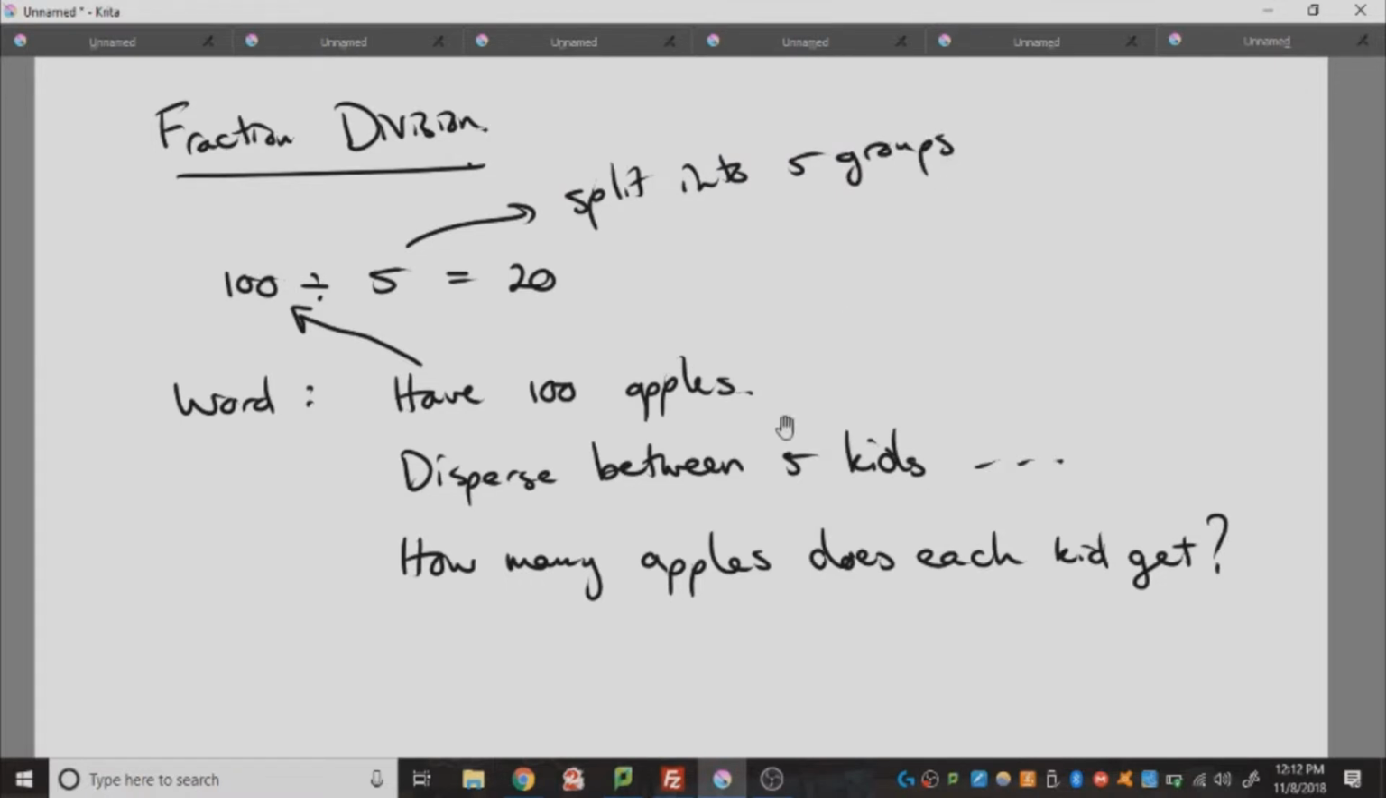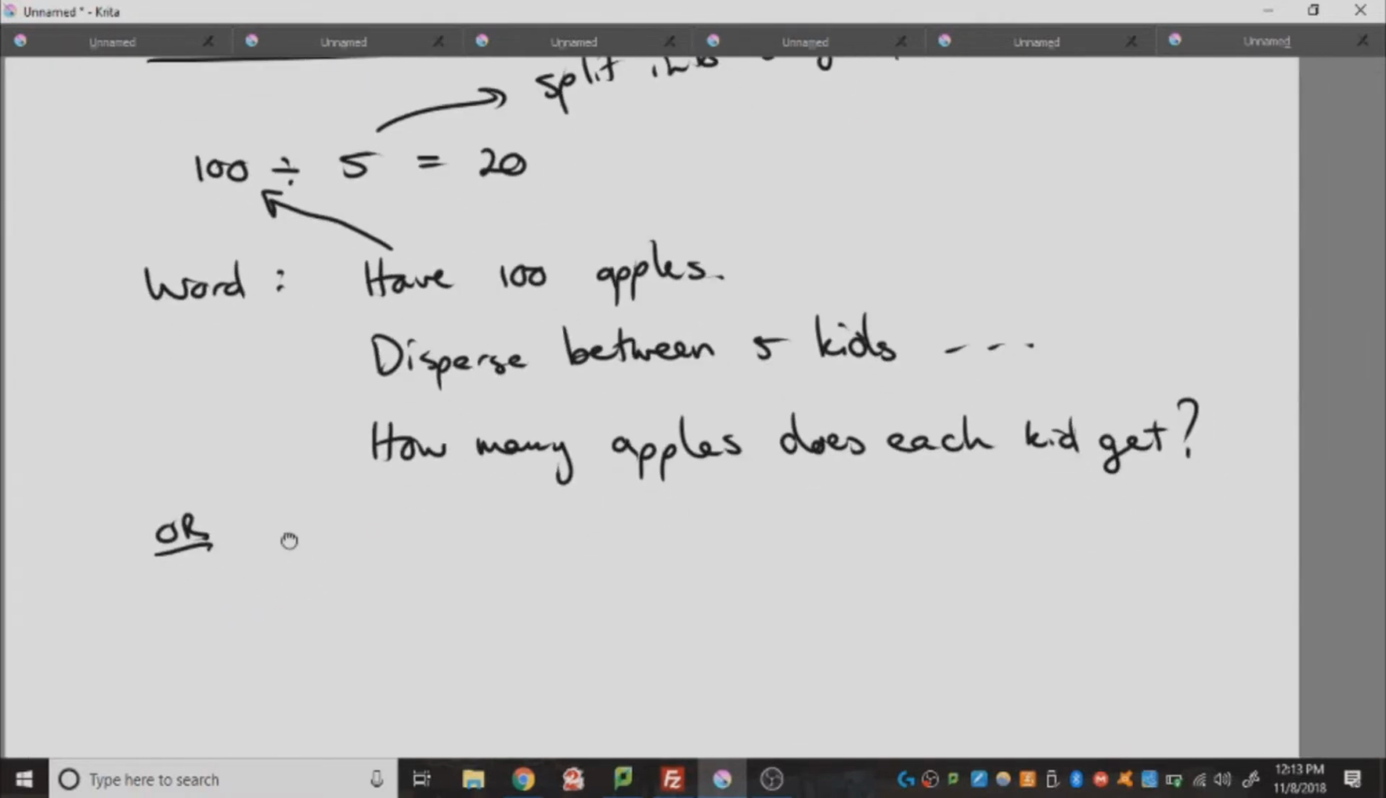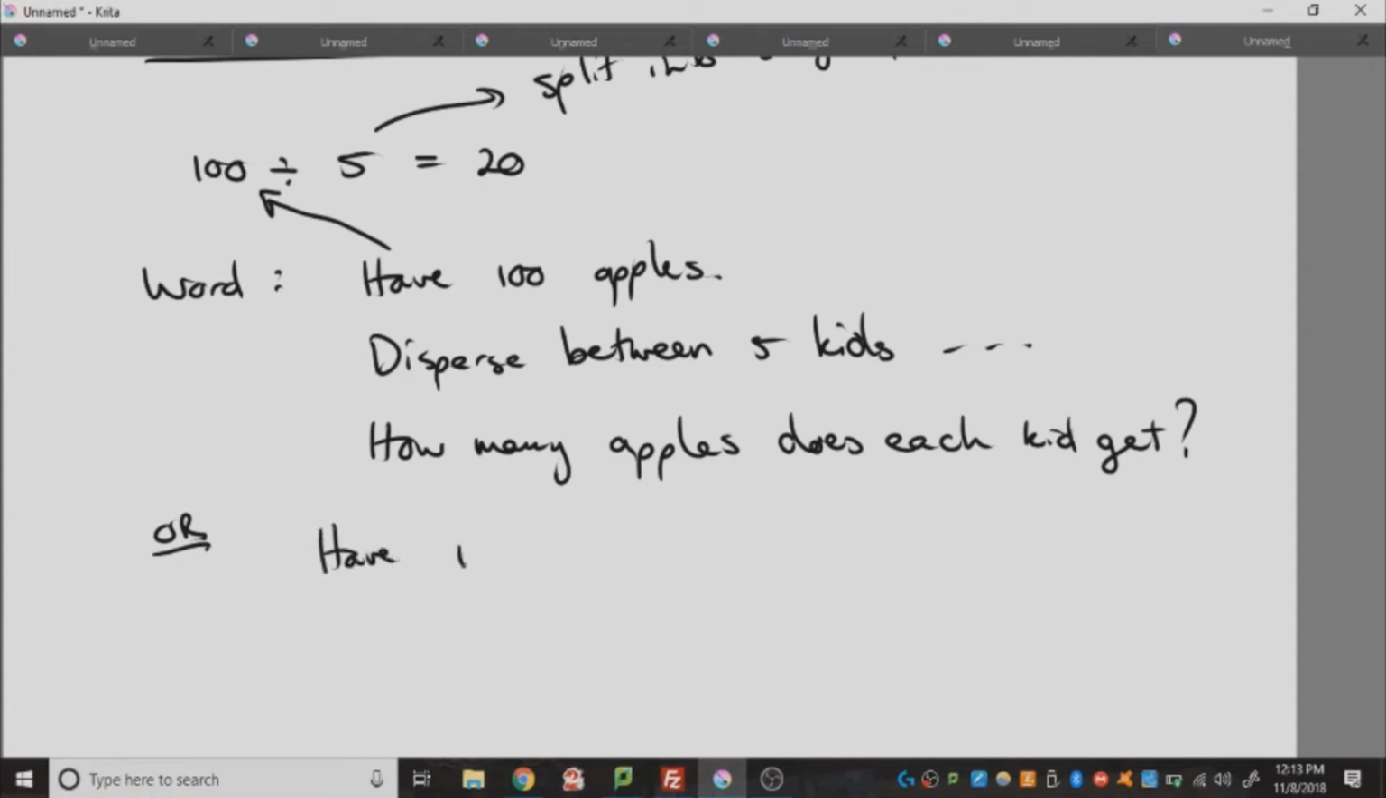There's another variation, though, which I prefer. The alternative is you have 100, whatever, and you're trying to make groups of 5. How many groups can you make? Or how many times does 5 fit into 100? Both of those are valid. It's just whichever one helps us the most. I think the second one helps me the most when it comes to fractions.